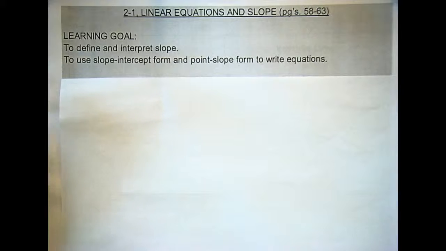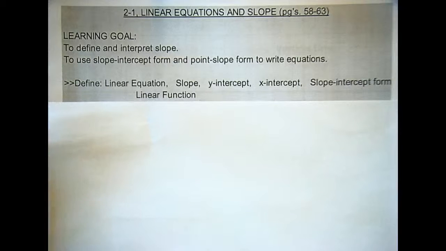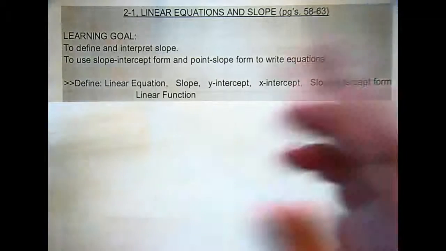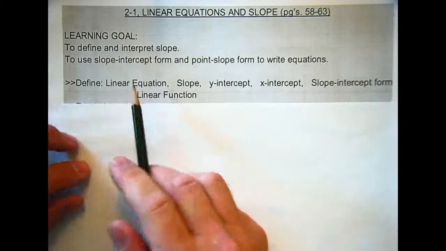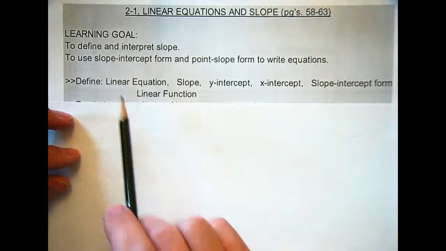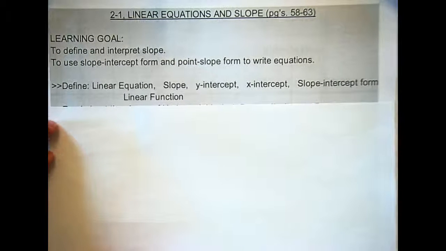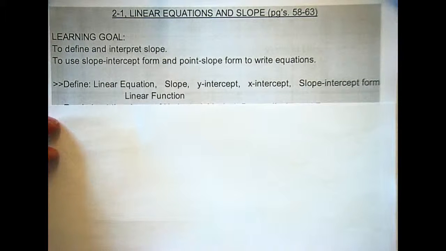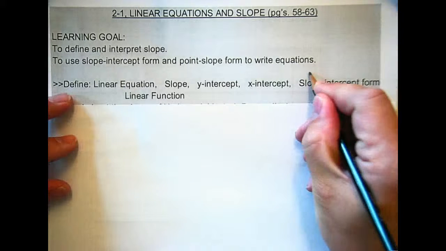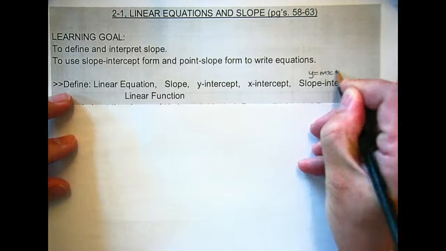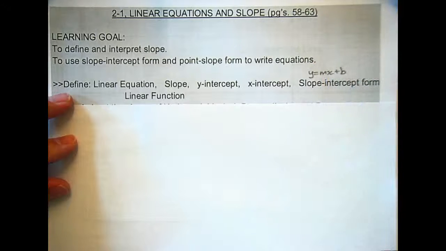Start up here. Talk about some definitions. First is linear equation. You don't have to write these out of your book or anything; you can just follow along with us. What do you think of when you hear linear equation? Y equals mx plus b, which is actually slope-intercept form. We'll go into more detail in a minute. So slope-intercept form does give us a linear equation.